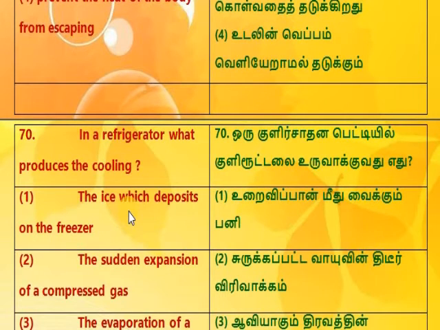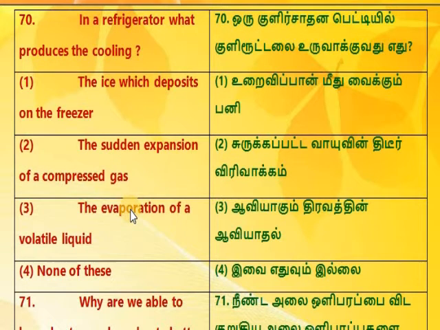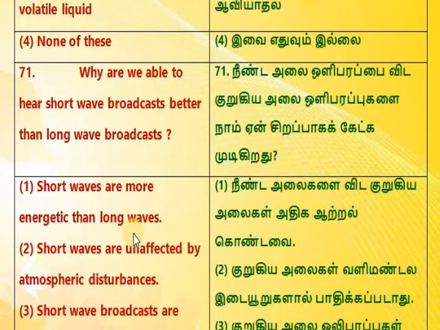70. In a refrigerator, what produces the cooling? 1. The ice which deposits on the freezer, 2. The sudden expansion of a compressed gas, 3. The evaporation of a volatile liquid, 4. None of these.